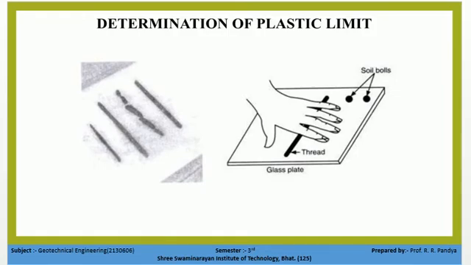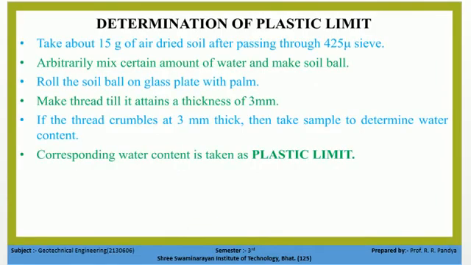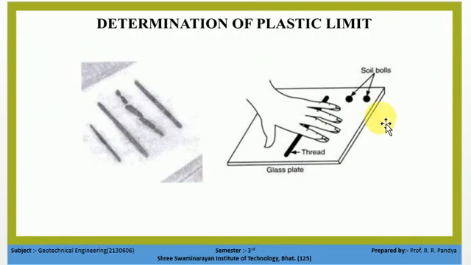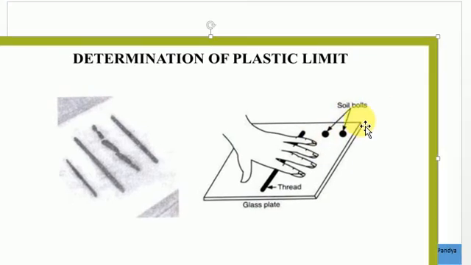Now let's look at how to determine the plastic limit of soil. For the plastic limit, we only use a glass plate. To determine the plastic limit, take about 15 grams of air dried soil after passing it through a 425 micron sieve. Approximately mix a certain amount of water to make soil balls, similar to the one in the figure.